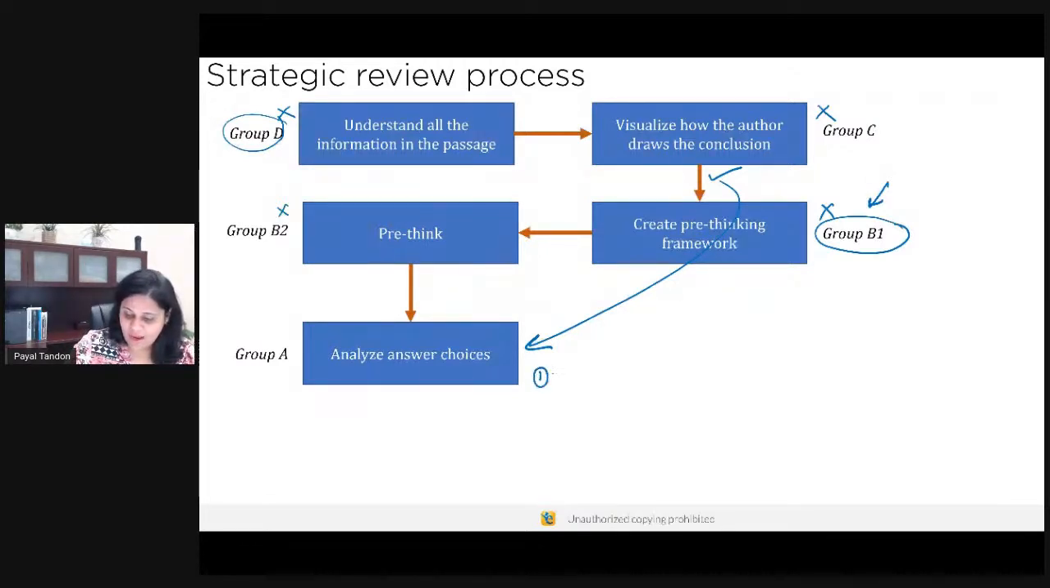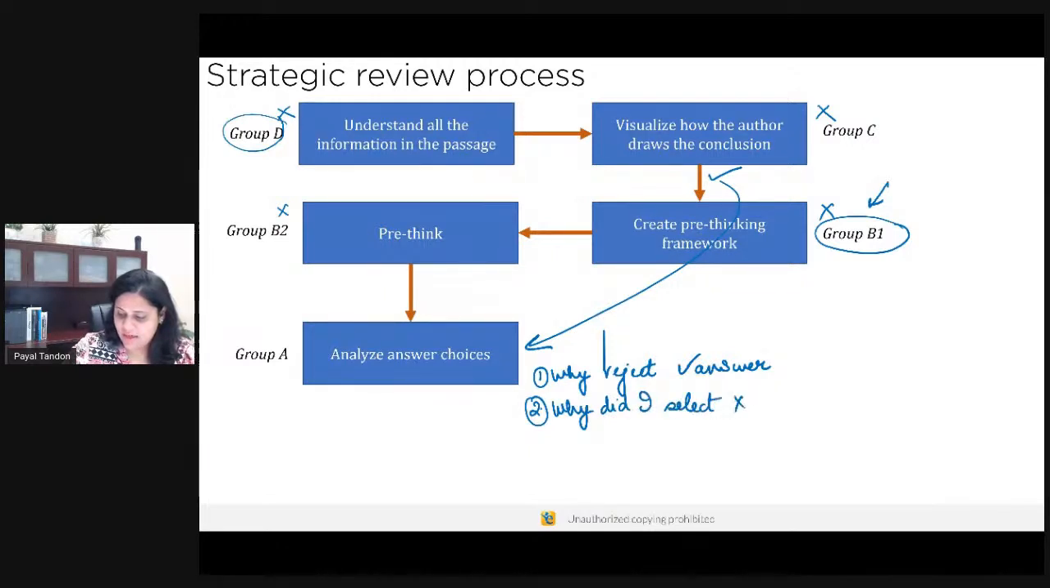One is, why did I reject the correct answer? You have to figure out the reason for that. The second one is, why did I select the incorrect answer? The answers to both these questions are very, very important. Why? Because you have done everything.